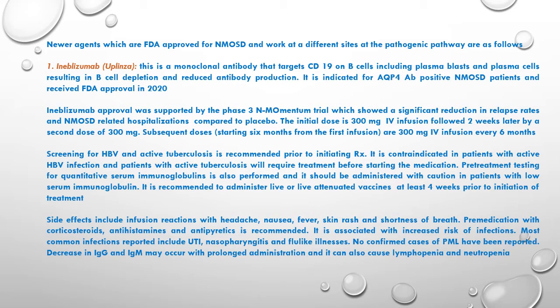low serum immunoglobulin. It is recommended to administer live or live attenuated vaccines at least 4 weeks prior to the initiation of treatment. Side effects include infusion reactions with headache, nausea, fever, skin rash, and shortness of breath. Pre-medication with steroids, antihistamines, and antipyretics is recommended. It is associated with increased risk of infections, and the most common infections reported include UTI, nasopharyngitis, and flu-like illnesses. No confirmed cases of PML have been reported. Decrease in IgG and IgM may occur with prolonged administration and it can also cause lymphopenia and neutropenia.